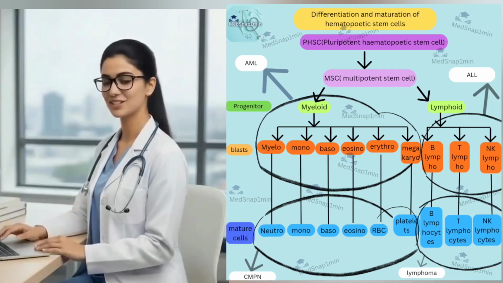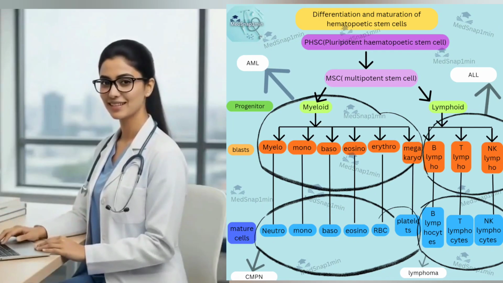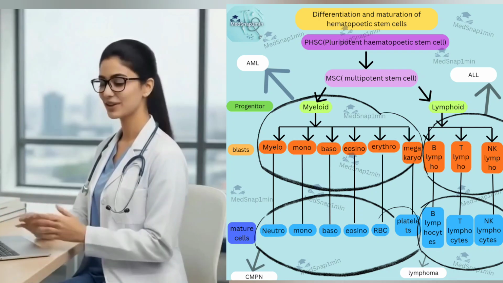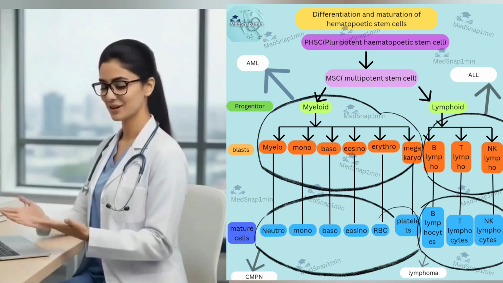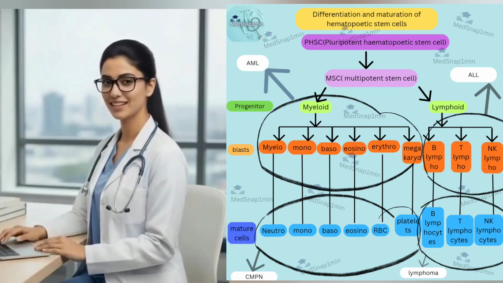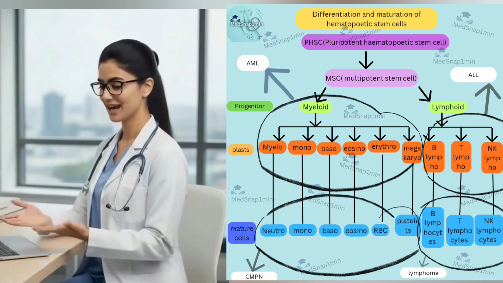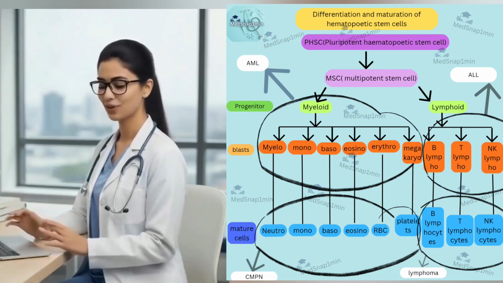Let's talk about differentiation and maturation of PHSC. PHSC forms MSC, which in turn converts to myeloid and lymphoid progenitor. The myeloid series forms the various blast cells like myelo, mono, baso, eosino, erythro, megakaryo. The lymphoid series forms the B, T and NK lymphoblasts. These cells convert into their mature form.